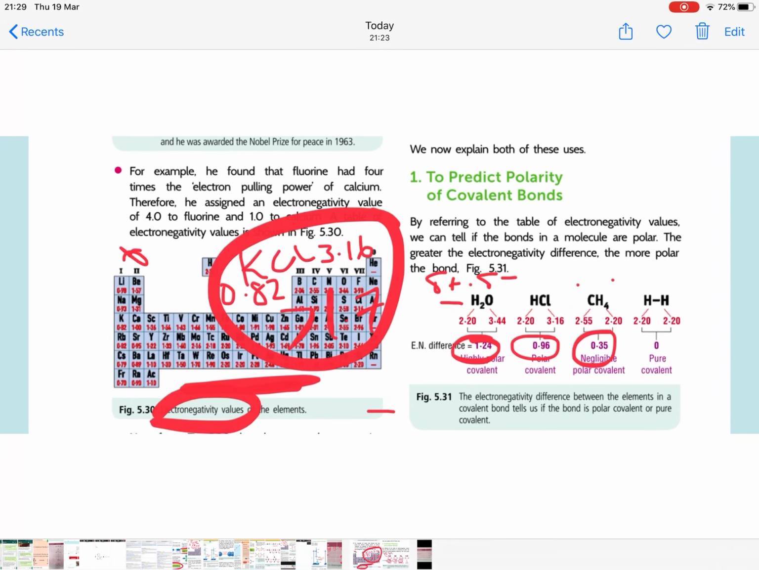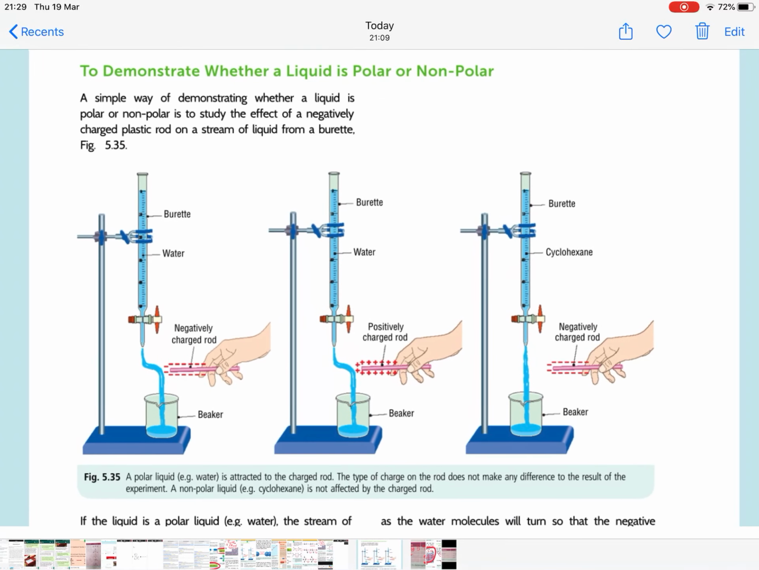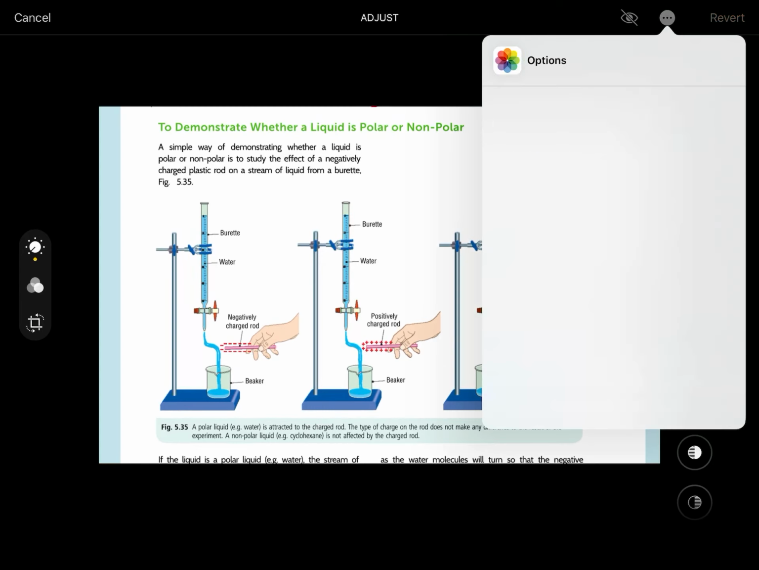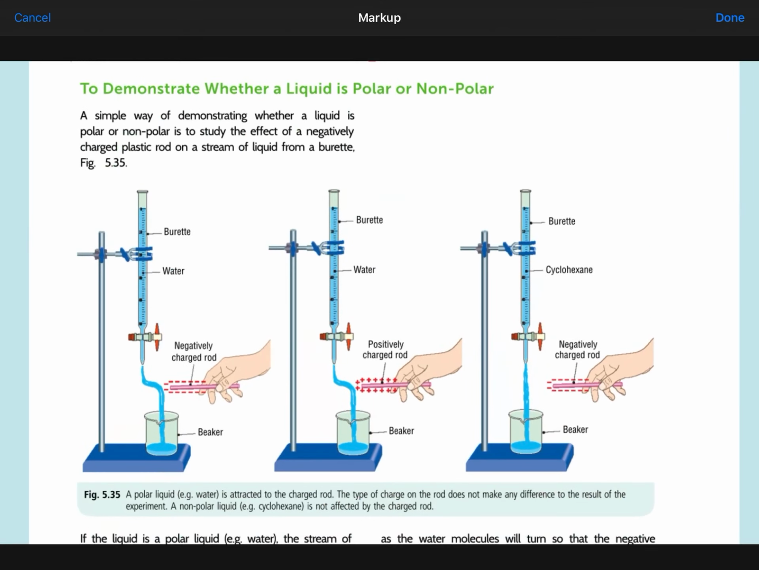The other thing we use electronegativity values for is predicting whether a liquid is polar or non-polar. Say I put something into the burette and I don't know if it's polar. Just remind yourselves, what does polar mean? Polar means there will be regions of positive and regions of negative separated by some distance in the molecule. Water, from the previous slide, is polar, with slightly negative oxygens and slightly positive hydrogens.